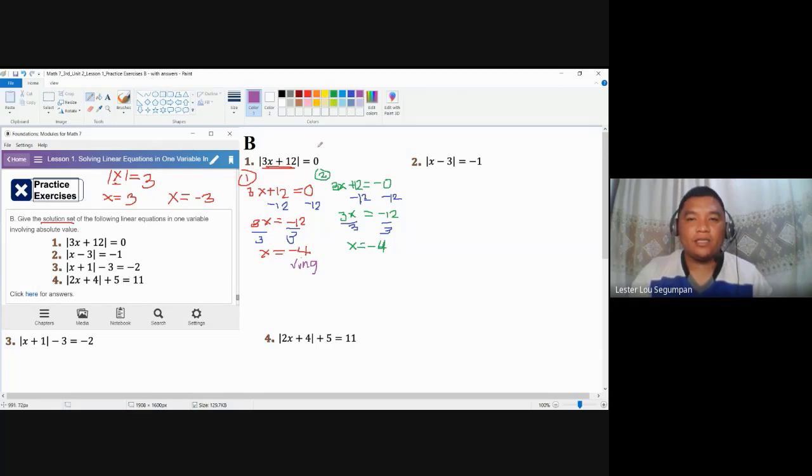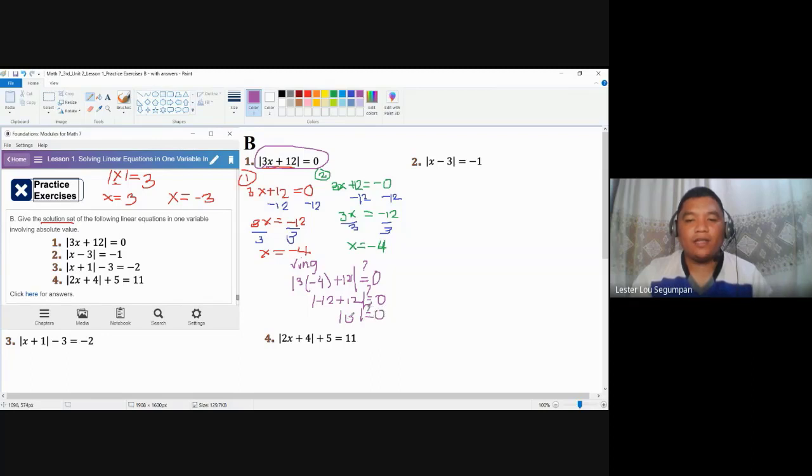So let me use again the original equation. You have 3 times negative 4 plus 12. The absolute value of it, is it 0? Let's try to find out. The absolute value, so 3 times 4 is negative 12, plus 12. So, question mark, 0? Negative 12 plus 12 is 0.